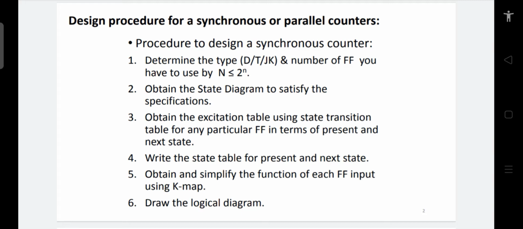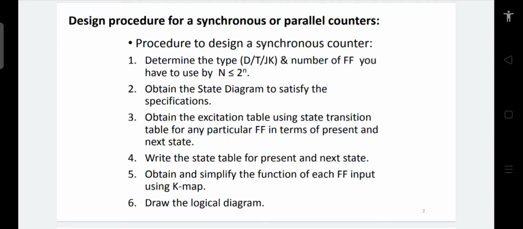Now after this, as I have told you, we have to decide what should be connected to the input of a flip-flop in the case of synchronous counters. So we need to first write the state diagram, and then we need to write the excitation table and the state table for a particular flip-flop, in terms of the present state, next state, and its inputs. So what inputs it will get. When you write the excitation table, you will understand what it means.